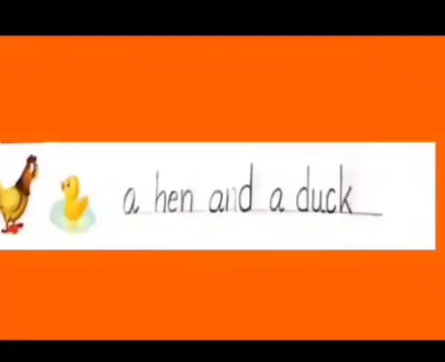This line is also completely blank, so we have to describe these two objects. Look at the picture. A hen and a duck. It's very easy. According to the given pattern, write here A, one finger gap, the spelling of hen, HEN, hen. One finger gap again and write the spelling of and. Again take one finger gap and write the baby a. Take one finger gap again and write the spelling of duck, DUCK, duck. A hen and a duck. Like this, you will complete the line.